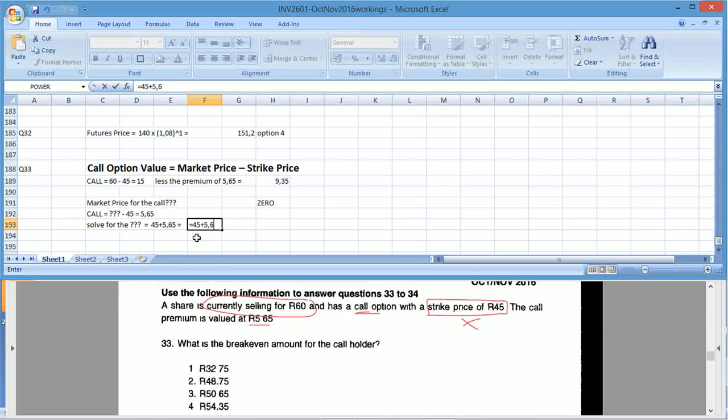Okay, so then solve for the unknown, which is 45 plus 5.65, which gives me 50.65. So that's option 3. Okay, that's the break-even value. So if the market price was 50.65, that would be the break-even amount for the call holder.